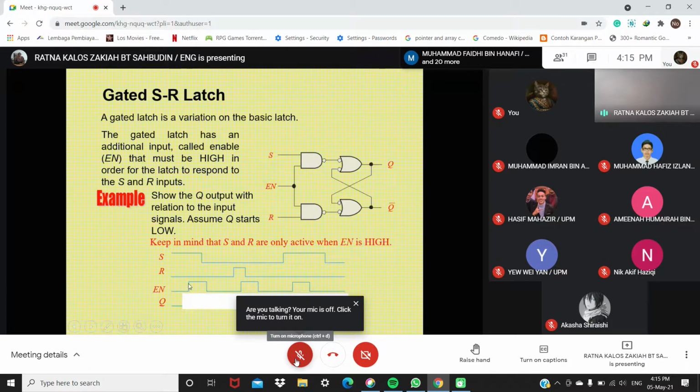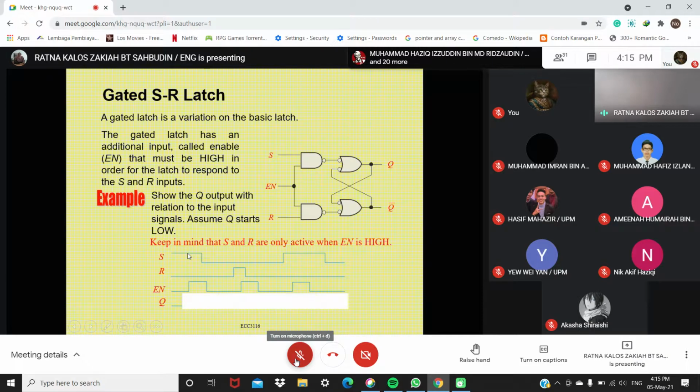And then you look at the R. R is low. S is high. So when S is high, what is Q? Look at the truth table. If S is high, R is low, Q will be high.